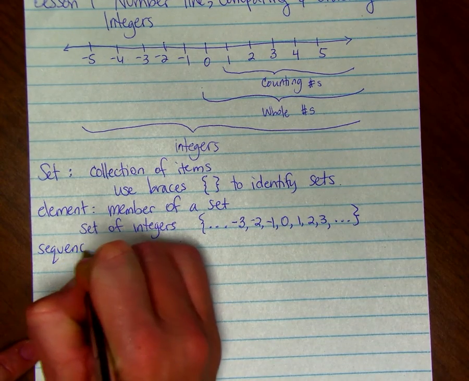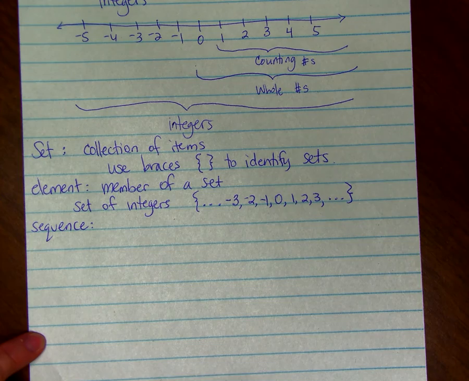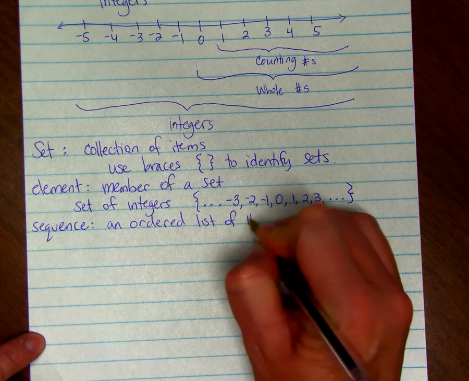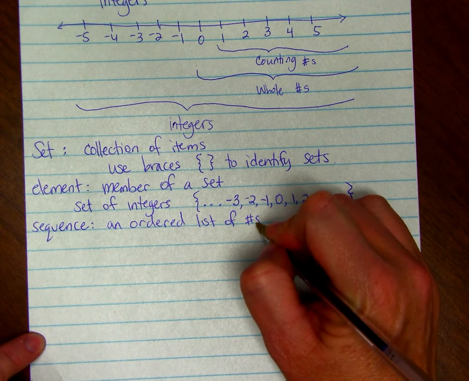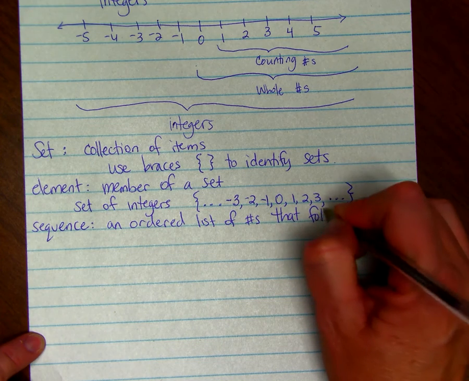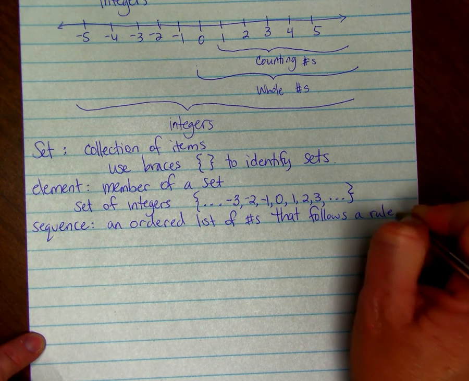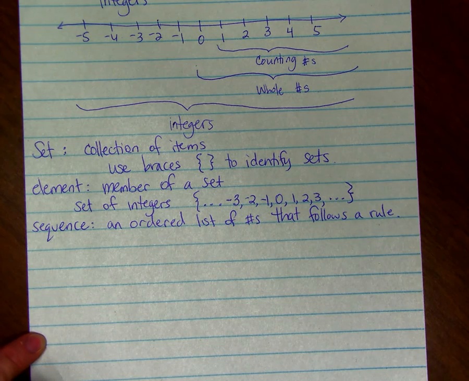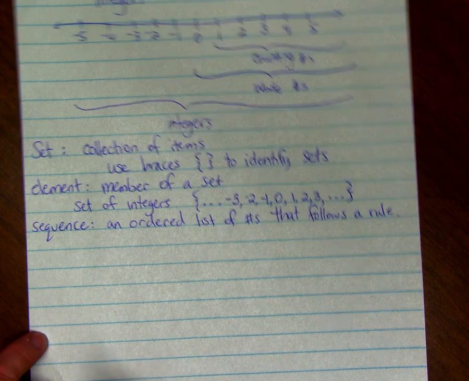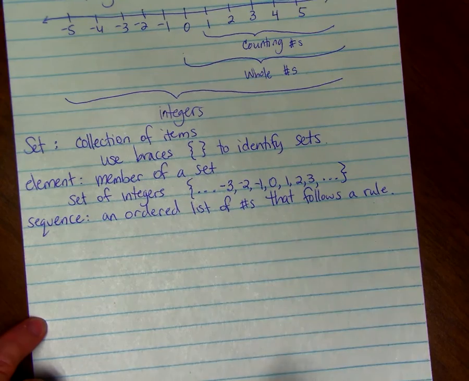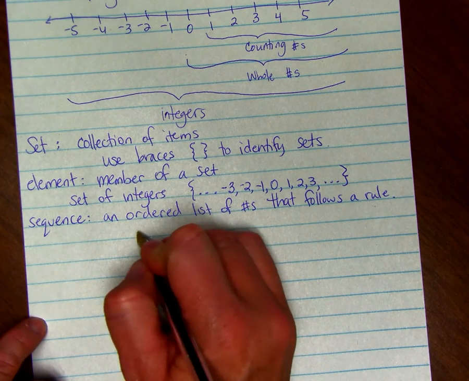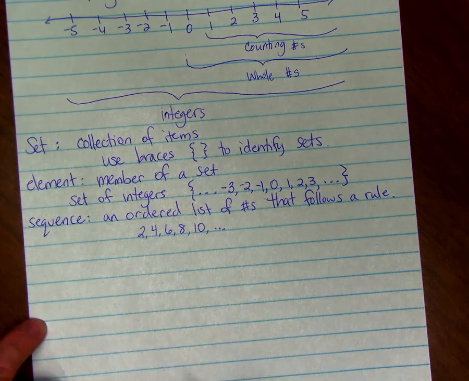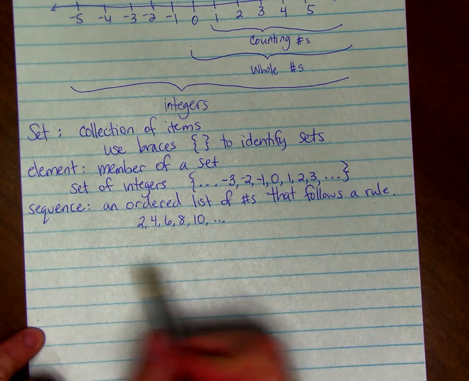A sequence is an ordered list of numbers that follows a rule. So if I wanted to have a sequence of even numbers, I would maybe start with 2, 4, 6, 8, 10, put some ellipses to show it keeps going. This would be called a sequence, follows a rule.